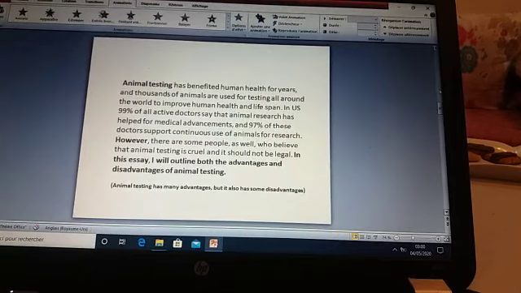Here we have an example of animal testing. Let's see this introduction. So, you introduce your topic, then you make it clear to the reader that your essay is going to talk about advantages and disadvantages of animal testing, which is well illustrated in the last sentence. In this essay, I will outline both the advantages and disadvantages of animal testing. Or you can say, I will talk about the negative aspects or positive aspects of animal testing.